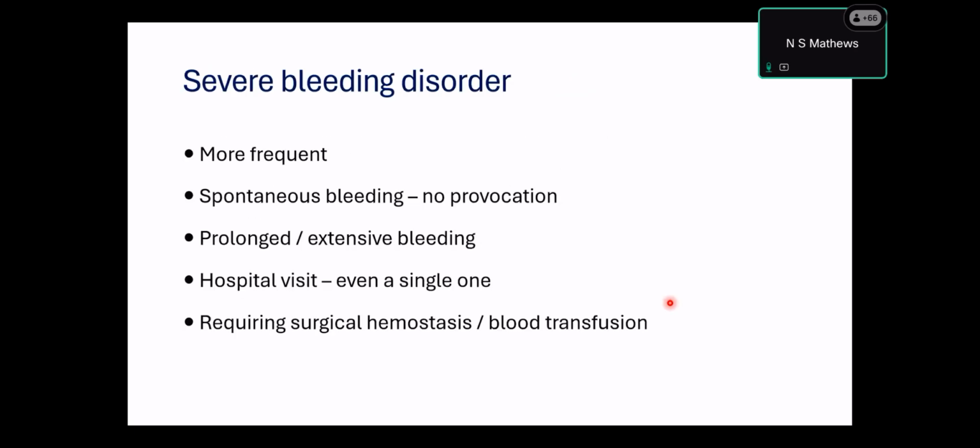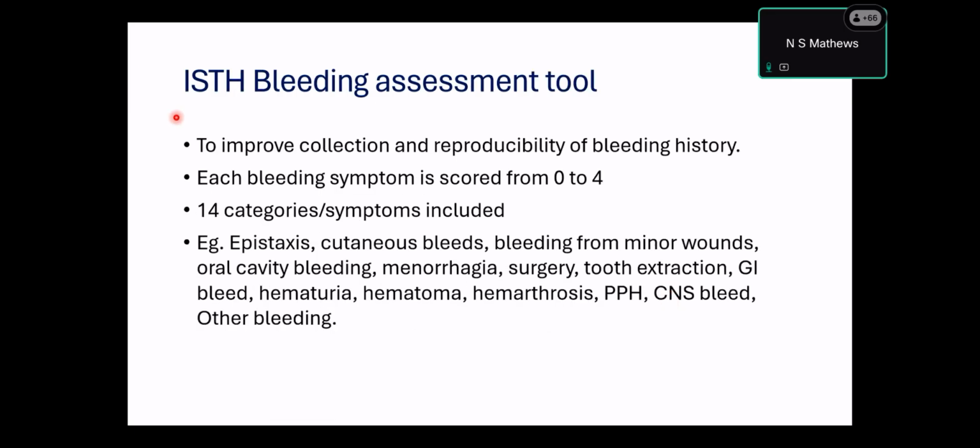Now, how can we objectively assess the bleeding history? Because it may be different from person to person when you take it. How can you objectify? For that, the ISTH, the International Society on Thrombosis and Haemostasis, has come up with a bleeding assessment tool, which is called ISTH-BAT. The purpose is to improve the collection and reproducibility of the bleeding history. Each bleeding symptom is scored from 0 to 4.